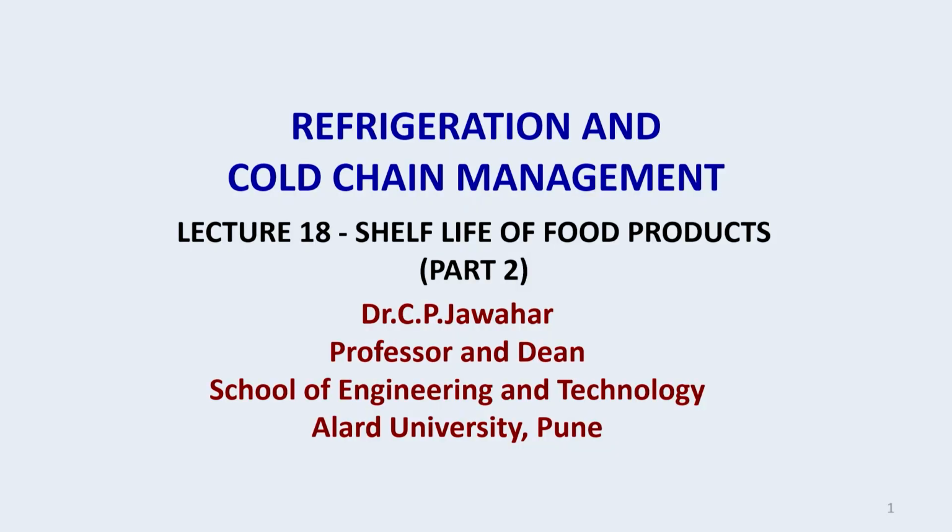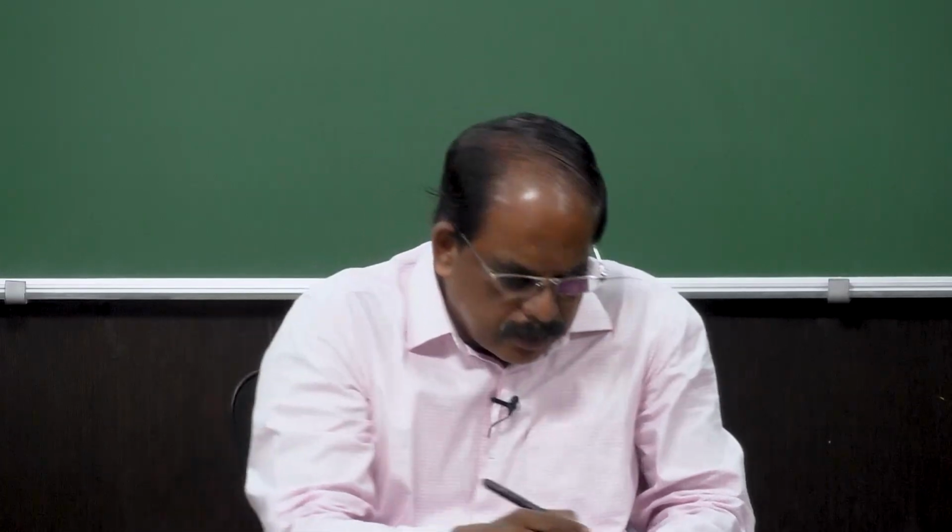Welcome to part 2 of lecture number 18, that is the shelf life of food products. In part 1 of lecture number 18, I was discussing the factors which affect the shelf life. Primarily there are two types of factors, intrinsic factors and extrinsic factors. We were discussing factors such as pH, moisture content, water activity. So I will be continuing from where I left.